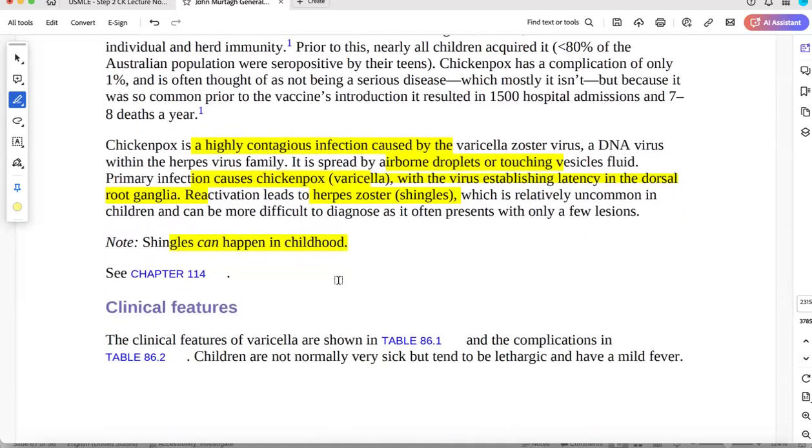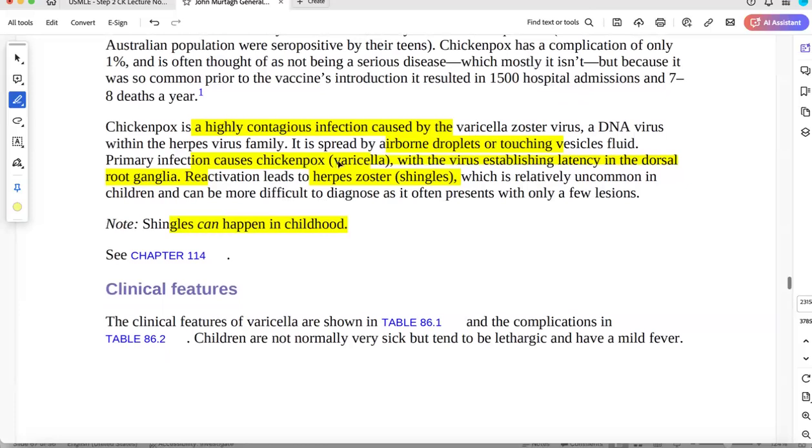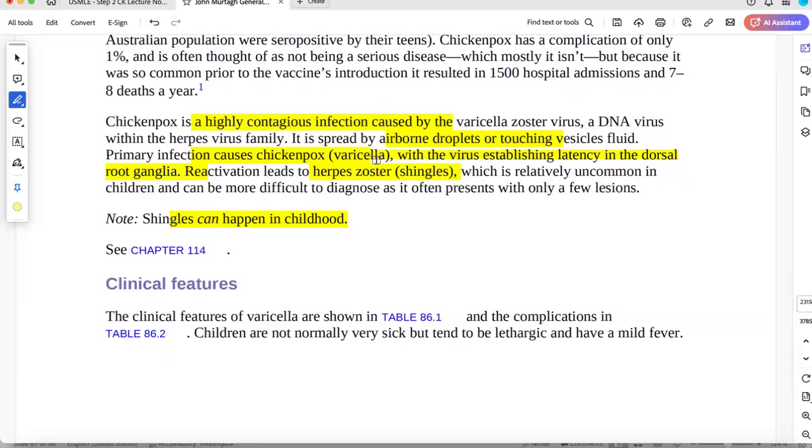So all of you know what is chickenpox. It's an infection caused by varicella zoster virus, and it is spread mainly by droplets, so an infectious person coughing, sneezing, or even touching the fluid or the rash. The primary infection by this virus causes chickenpox, which is varicella.